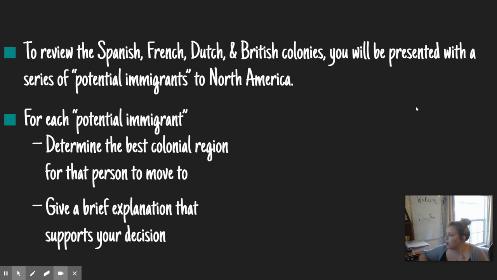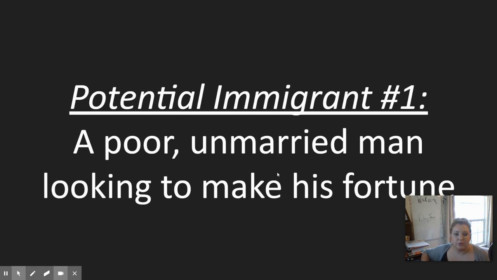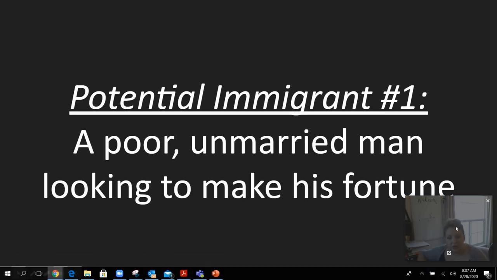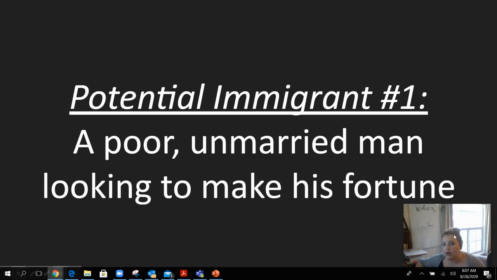Okay, so what we're going to do is look at some examples here. You're going to review the Spanish and French colonies with a series of potential immigrants to North America. For each immigrant, determine what region they should belong to. Okay, potential immigrant number one, a poor unmarried man looking to make his fortune. Where could he potentially fit? Well, there's a few places that he could fit. He could fit into a Spanish colony.